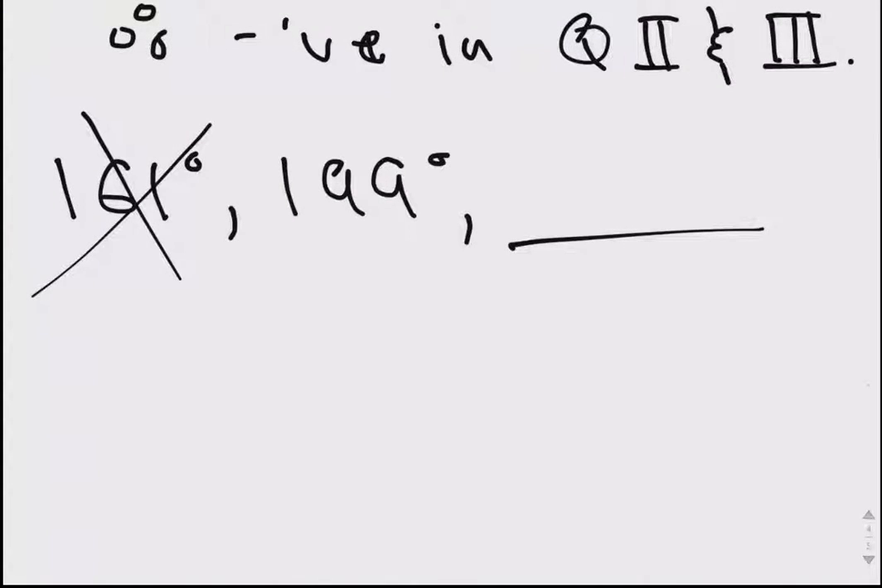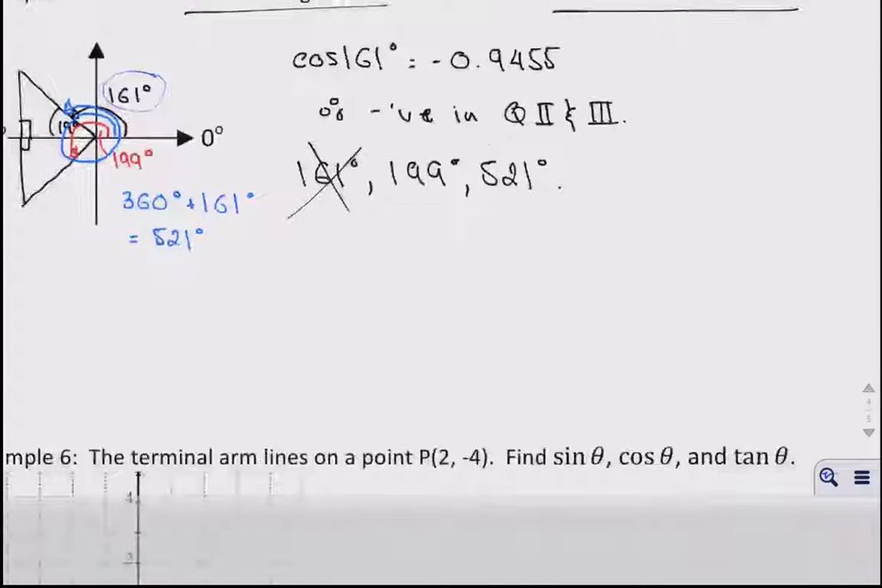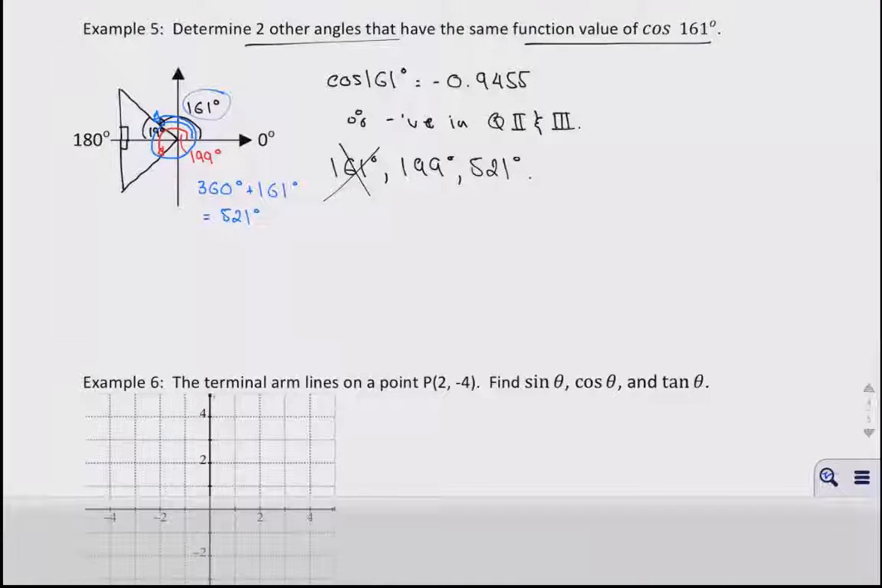So I'll say that my second one, in this case, is 521 degrees. Okay, try finding some other ones on your own and verify by taking the cosine of those values. You'll notice that it's the same as the cosine of 161. Okay, that's a good independent way to check that your solution is correct.